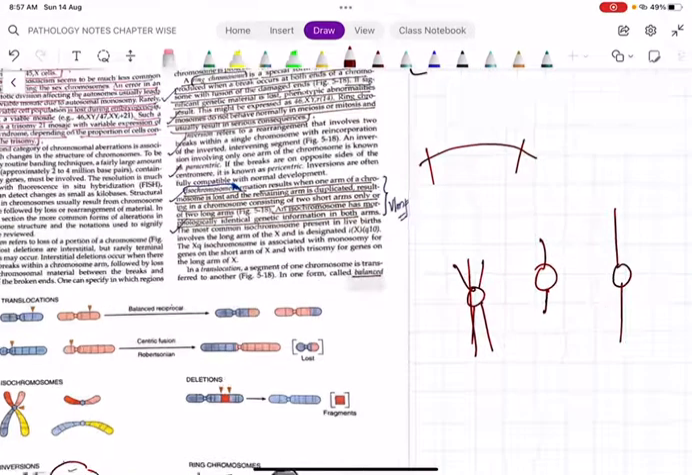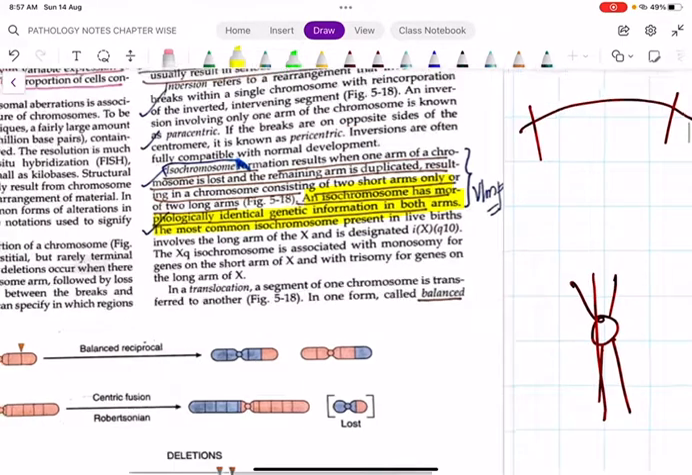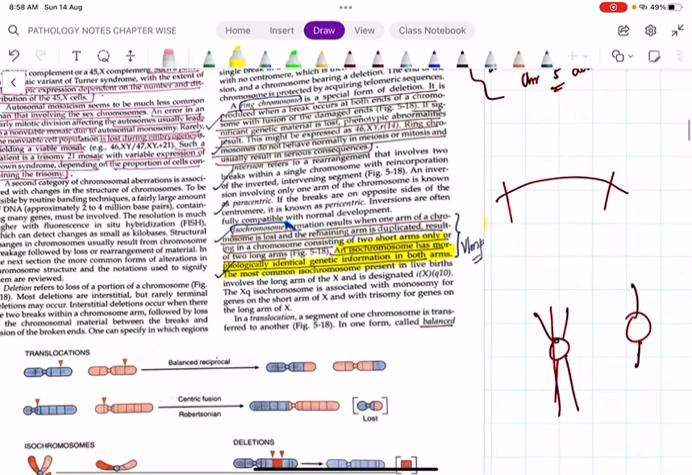Remember a very, very important question in isochromosome: the genetic information present in both arms is morphologically identical, whereas that is not the case with other rearrangements, like ring chromosome, inversion, whether paracentric or pericentric, or translocation, where there are alterations of the genetic information. That means the genetic information is not identical to that of the parent chromosome, whereas in isochromosome the genetic information is identical. This is a very, very important point, and I have marked it as such.